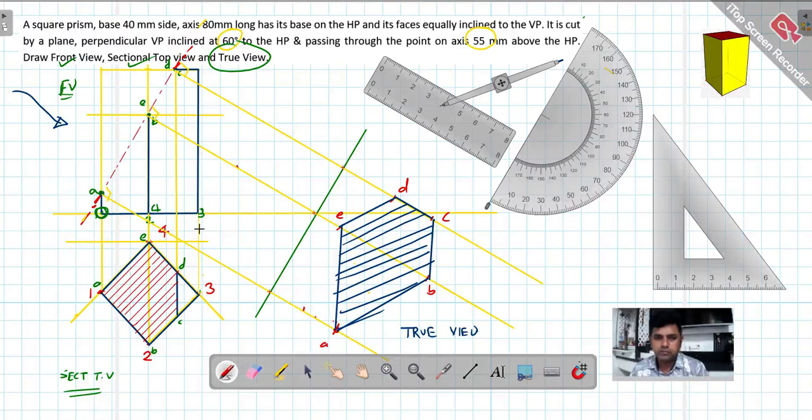That's it for this problem. This is nothing but your x-axis. Of course, this is nothing but your x-axis.